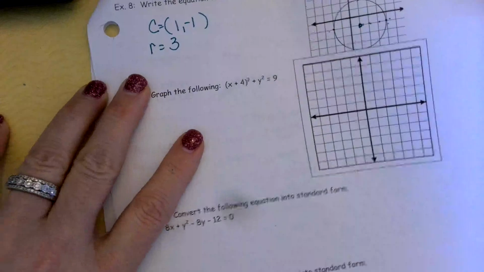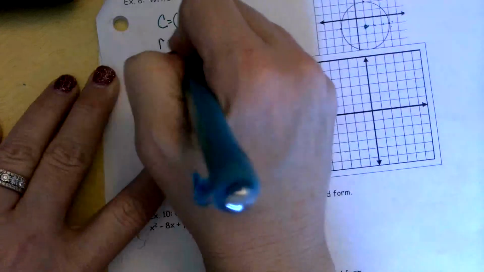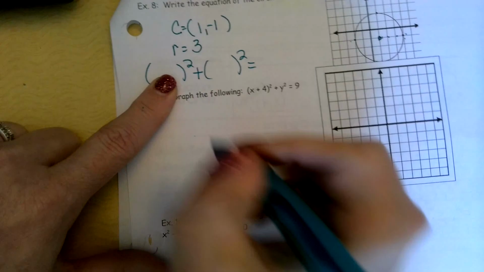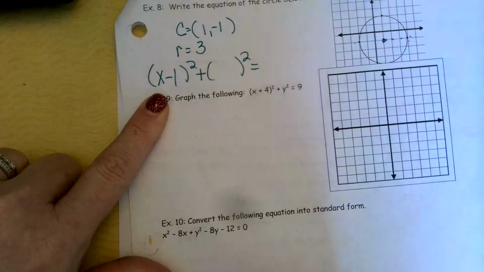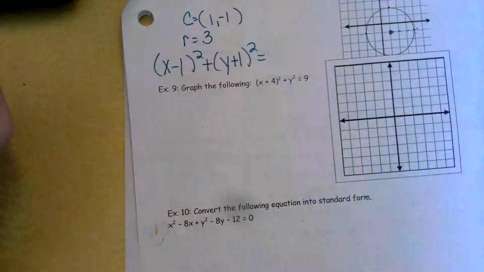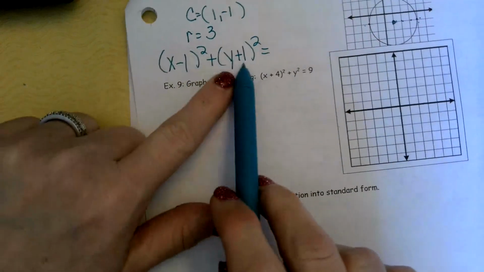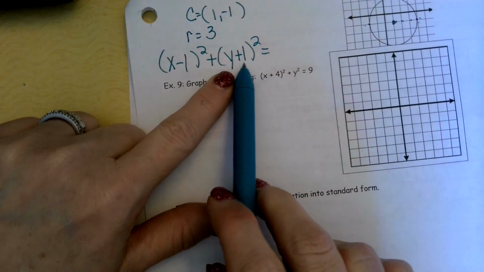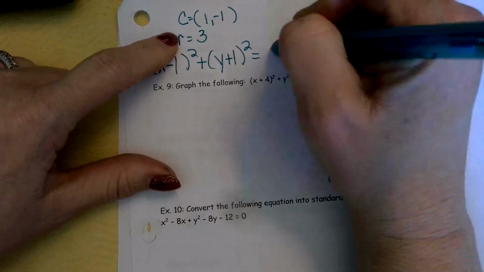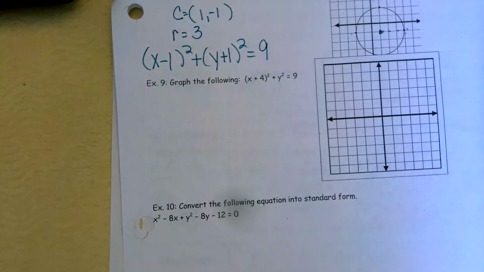Once you have the center and the radius, you can write the equation of the circle. Opposite, x minus 1, y plus 1. Guys, every problem, x, y, okay? Don't accidentally put x and x, because that would make it wrong. And then it is radius squared, which is 9.